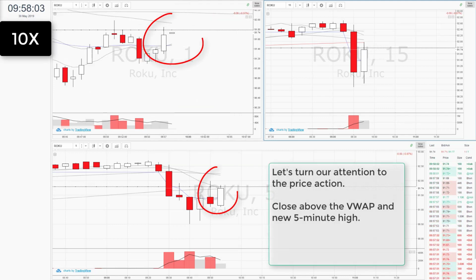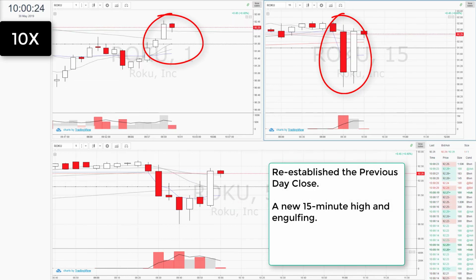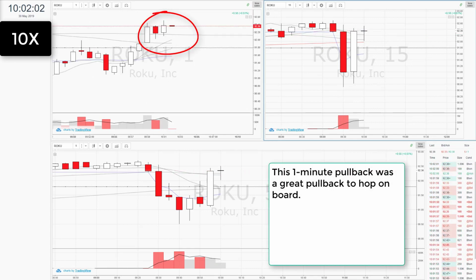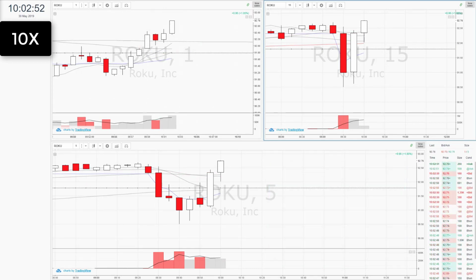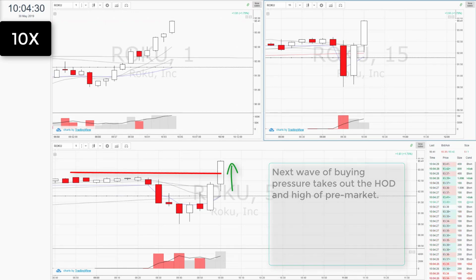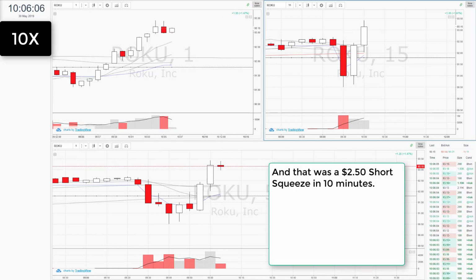Let's turn our attention to the price action. Close above the VWAP and new 5-minute high. Re-establish of the previous day close, a new 15-minute high, and engulfing. This 1-minute pullback was a great pullback to hop on board. The next wave of buying pressure takes out the high of day and high of pre-market. And that was a $2.50 short squeeze in 10 minutes.